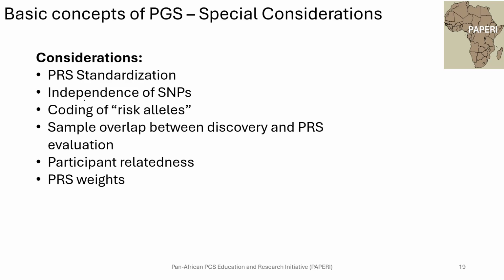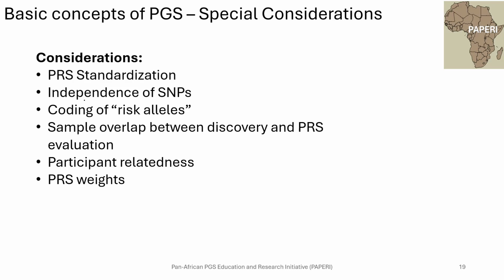But just to mention a few here, first we have polygenic risk score standardization. Frequently, polygenic risk scores are standardized in some way before they are entered into a regression model to be evaluated. The standardization commonly is just like how you would standardize any other continuous variable prior to conducting a regression on it.